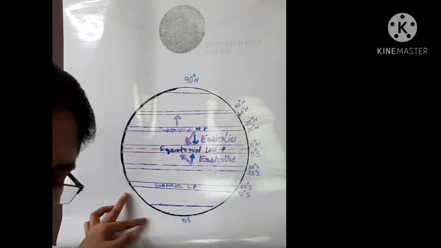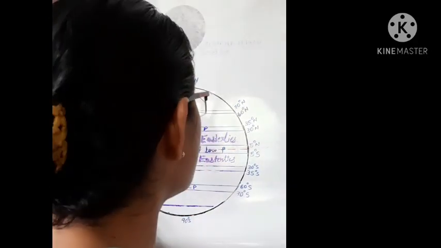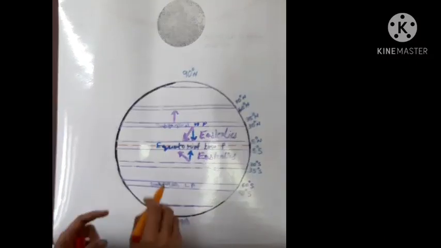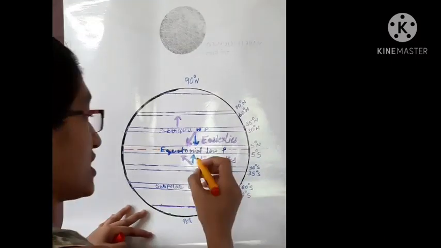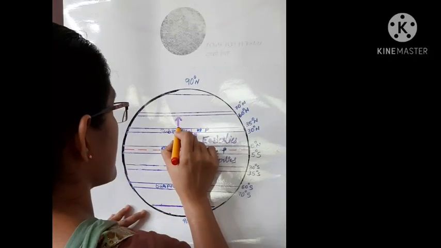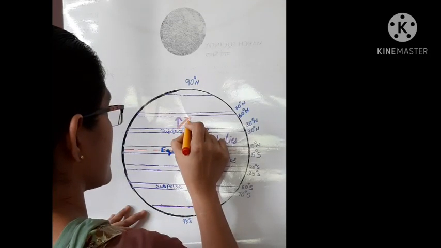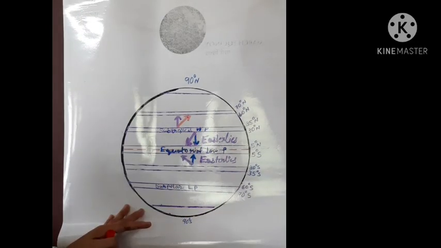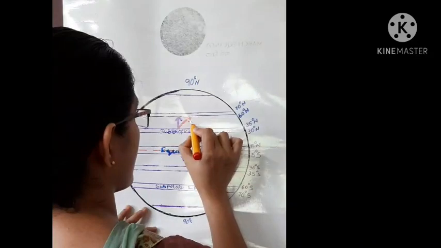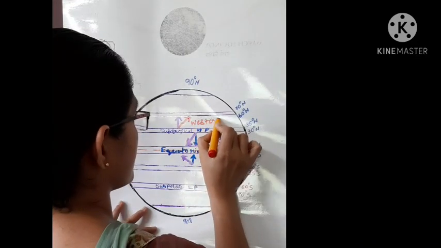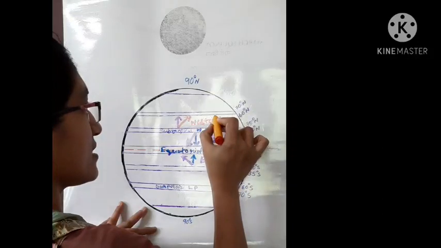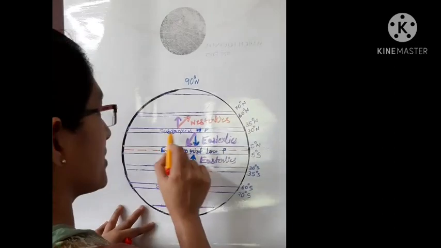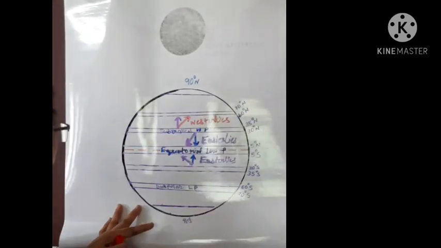Here also the rotation of the earth leads to the deviation of the direction of the winds. They are moving from south to north, but they start deviating from the original direction and start moving towards the east. So you can see they are moving from west to east. They are named as westerlies. These are the westerlies which are moving from the subtropical high pressure belt to the subpolar low pressure belt.